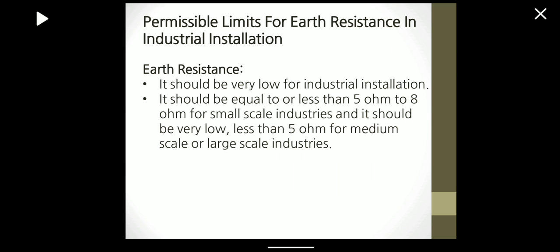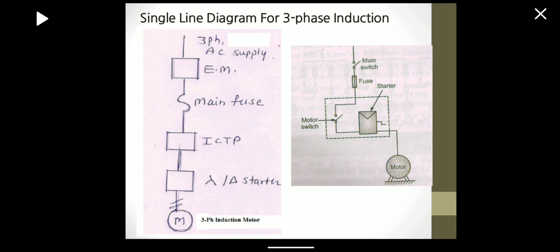Next is the permissible limit for the earth resistance in industrial installation. Earth resistance should be very low for industrial installation. It should be equal to or less than 5 ohm or 8 ohm for small scale industries, and it should be very low, less than 5 ohm, for the medium and the large scale industries.